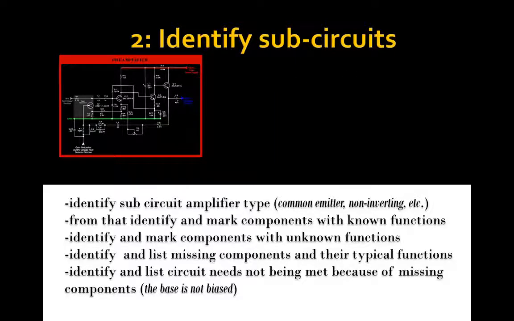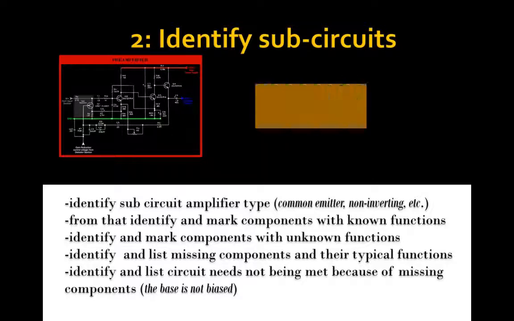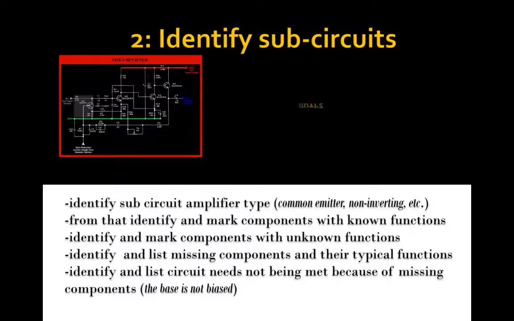So if we have a common emitter circuit, for instance, if there's something in the place of R1 and R2, note that. Say, okay, R26 is in the typical place of R1, R27 is the typical place of R2. So you now know what R26 and R27 do. You know what those resistors do. So mark those.